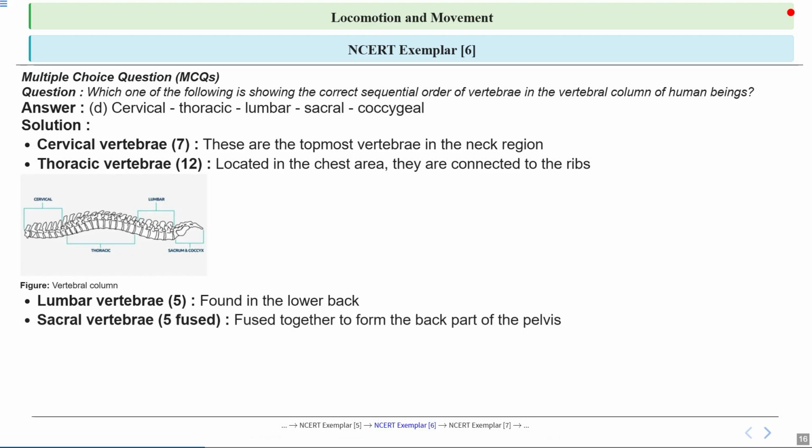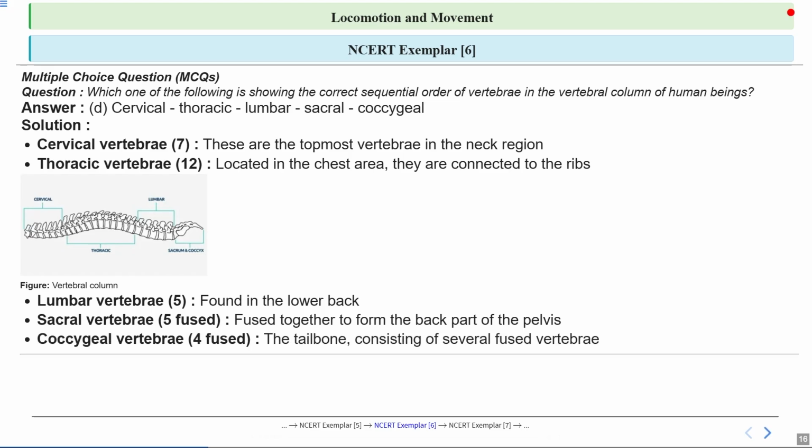Now the sacral vertebrae are the 5 individual bones that become fused into a single bone called the sacrum. This fusion happens during development and forms the back part of the pelvis, providing strong support for the spine and helping to connect the spine to the hip bones, which is very important for weight distribution and movement.